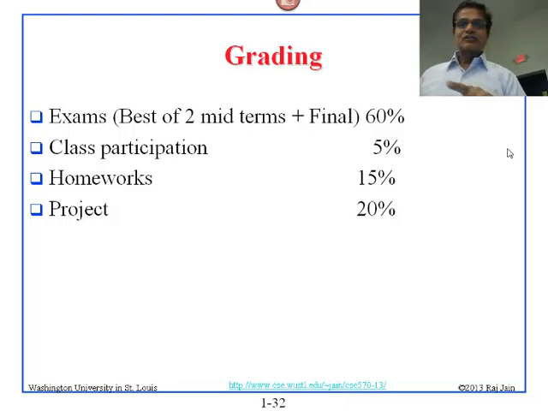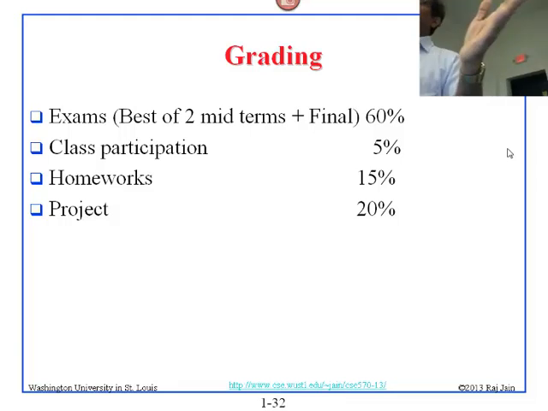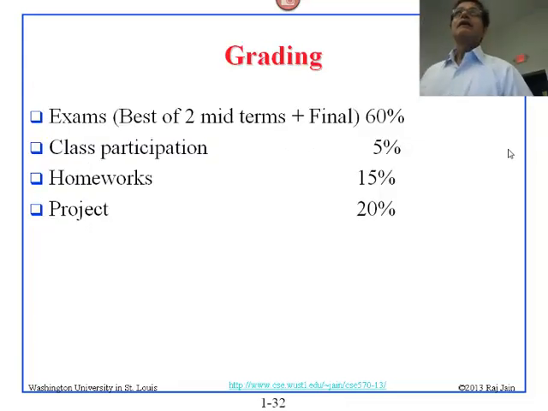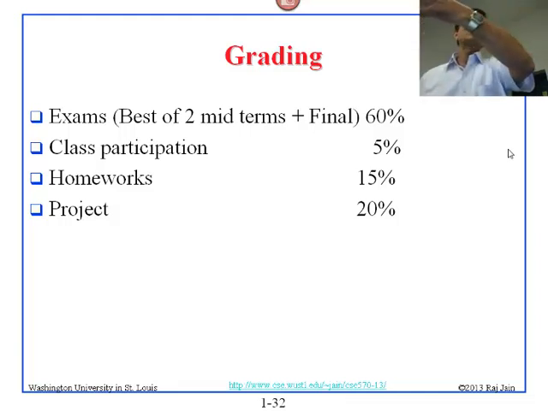There is no repetition for the final. After the final exam, I just leave the country every single time, so I won't be here, and you won't be able to take the exam again. So that is fixed. That is 60%. Class participation is 5%, homework is 15%, project is 20%. Any question? The final is 30, best of midterm is 30. And best means, if you got 13% in one and 15% in the second, 15% will count.